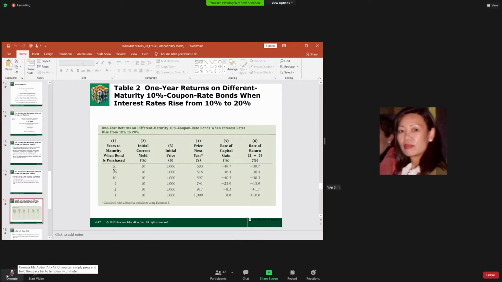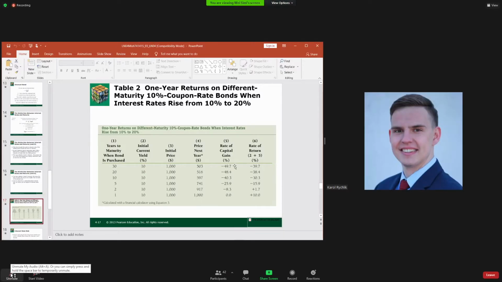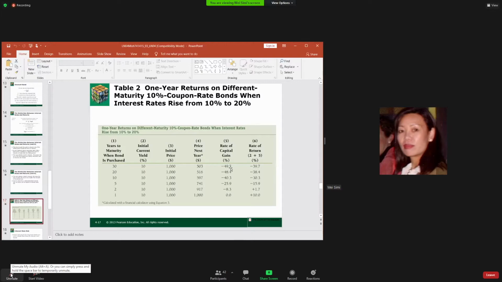This is the long-term bond, right? 30-year, 20-year, and then 1 year. Who loses the most? Long-term. Long-term bond, yeah, look at this one, almost 50%. And then the first one, why is the first one untouched? The first one, the 1-year bond, look.